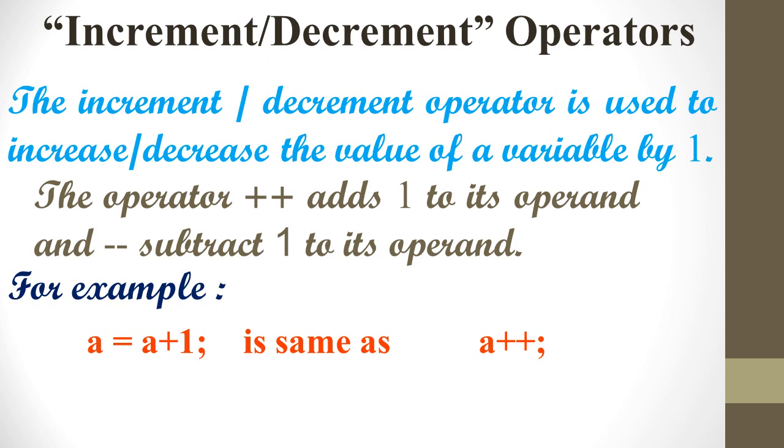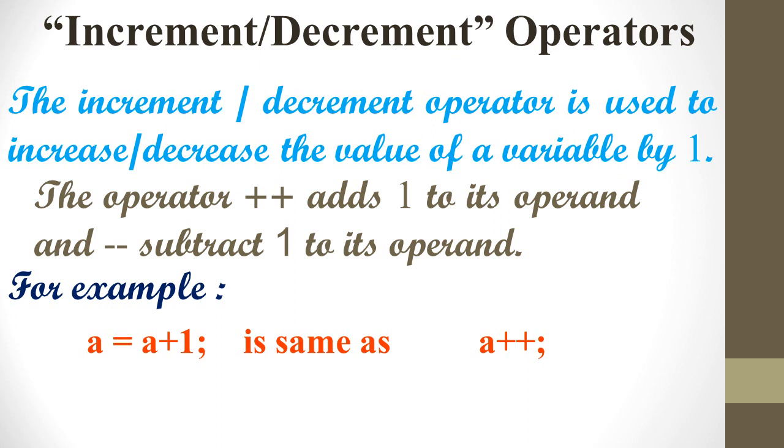Suppose you have the value A equal to 5. So 5 plus 1 equal to 6. Then 6 will be stored in A. The same as A plus plus, meaning 5 plus plus. The 5 plus plus means 6. A equal to A plus 1 is the same as A plus plus.